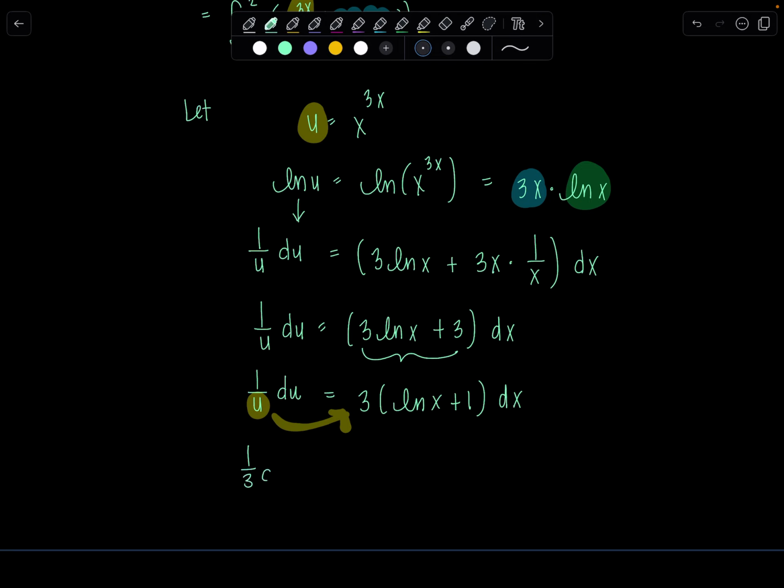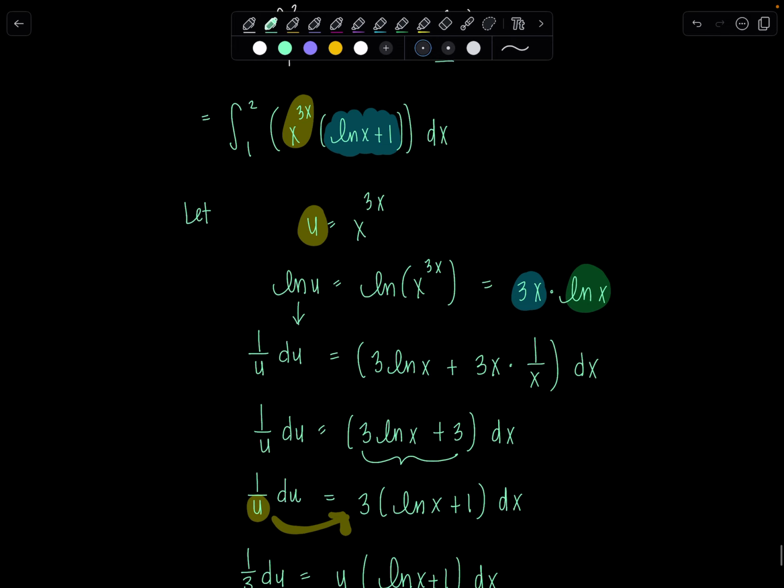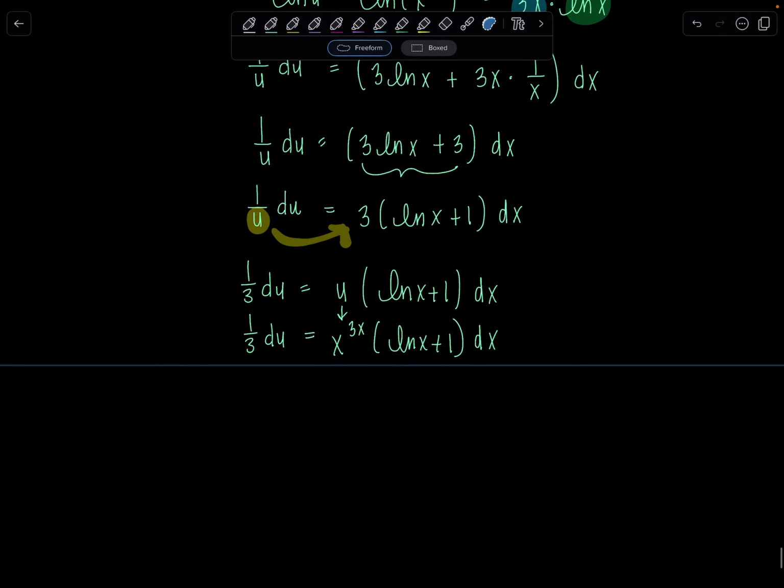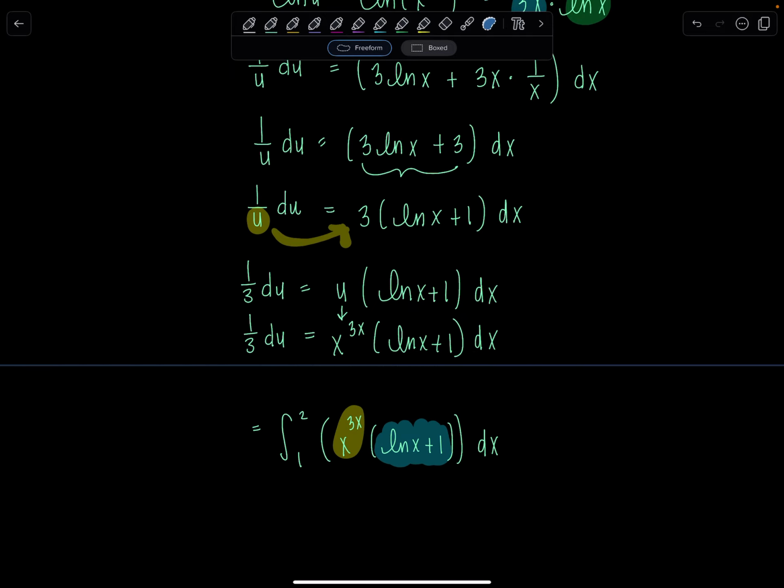So now I have 1/3 du equals u times ln of x plus 1 dx. And then remember, u was just x raised to the 3x. ln of x plus 1 dx. Oh my goodness, that cleaned up so beautifully, right? So look up. Actually, let me just copy it so you can see how fabulously this all came together. So cute, right? So all of this, the entire integrand and my differential is just 1/3 du.